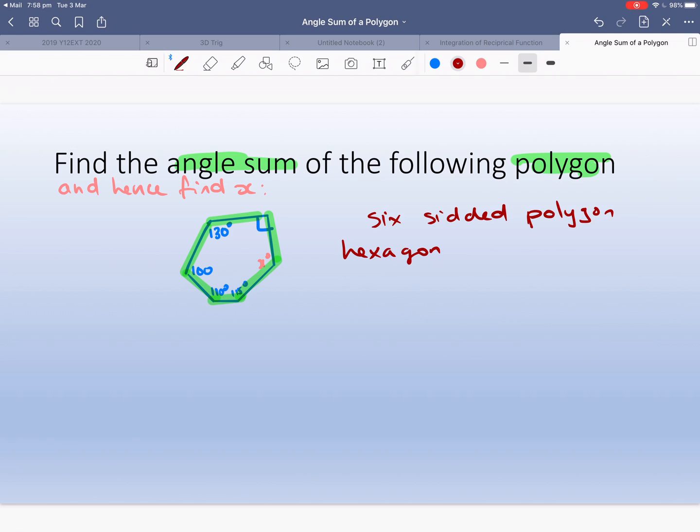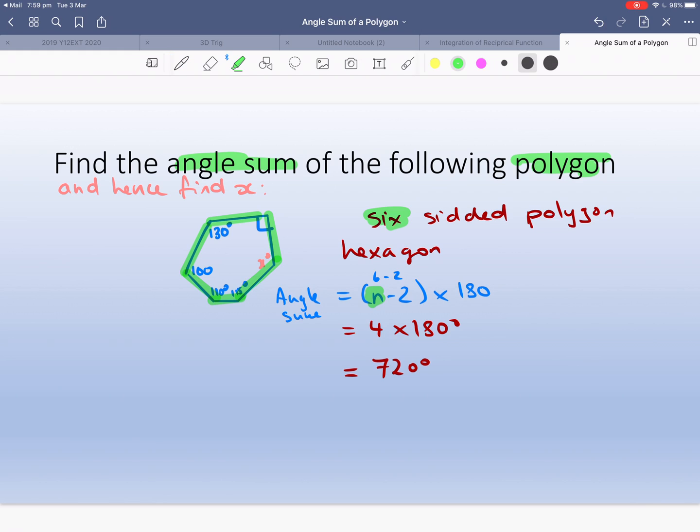What's the angle sum of a hexagon? Well, we've got a formula. It's, this is the angle sum, n minus 2 times 180 degrees. What was n? N is the number of sides. How many sides is there? 6. So 6 minus 2, what's that? It's going to be 4. 4 times 180. What's 4 times 180? 720. Yeah.